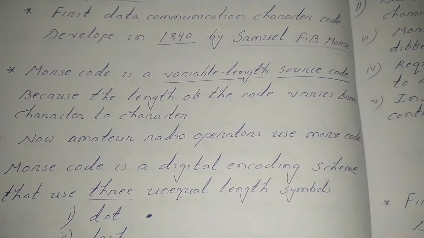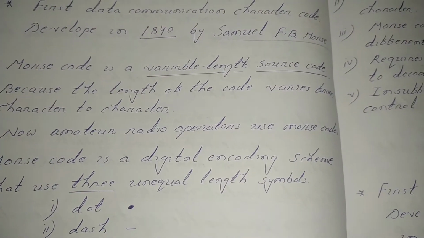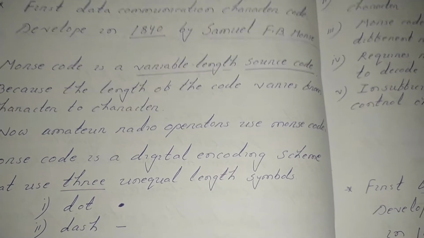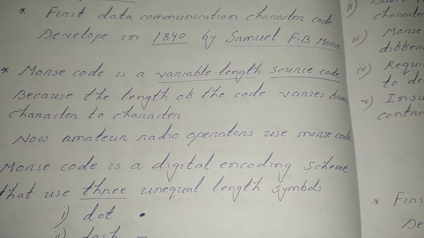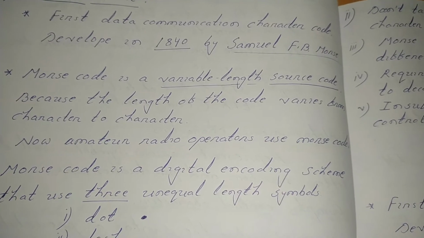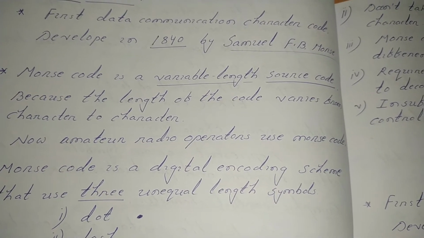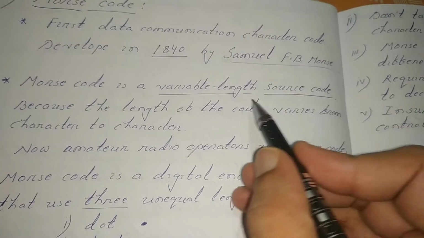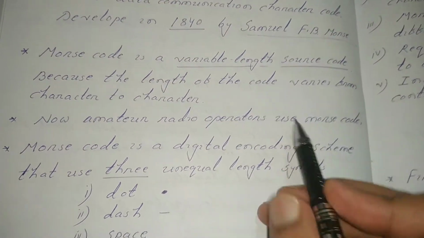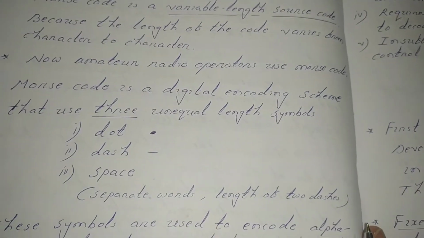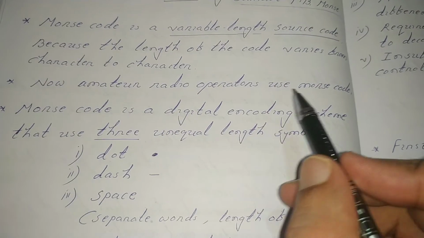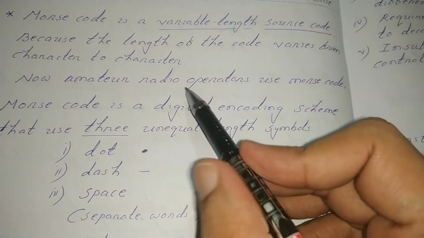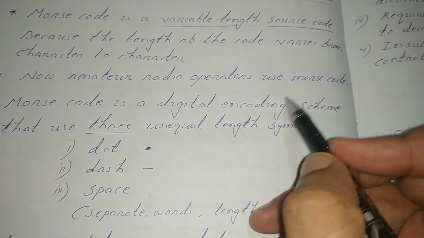That means whatever code you are using to represent a character, the length varies. Suppose for the letter A, you are using 5 symbols, for B you may use 7 or 8 symbols. So length varies. That's why that is a variable length source code. Nowadays Morse code is basically not used. Only amateur radio operators are using Morse code.